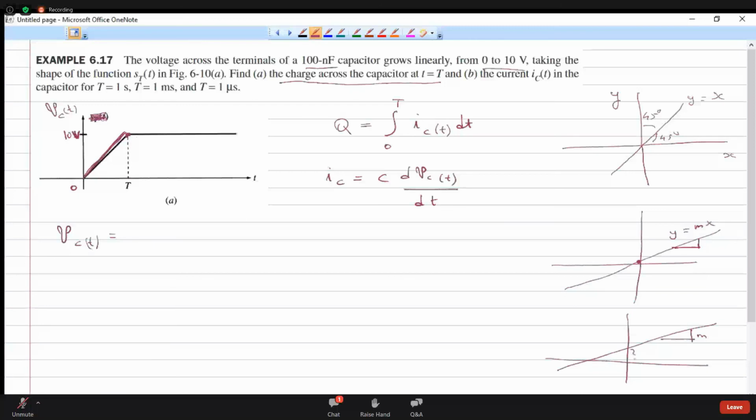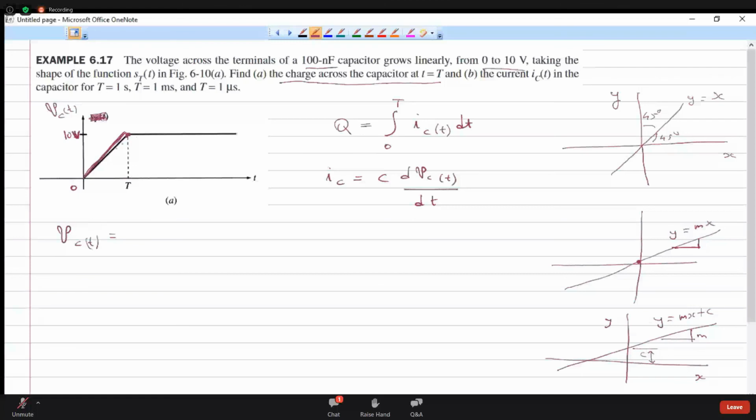But here I have a y-intercept, and this is c. The y-intercept is c. Then I can write y is equal to mx plus c. Right, this we have studied in our basic mathematics. So using similar lines, I can use that equation to represent a voltage.